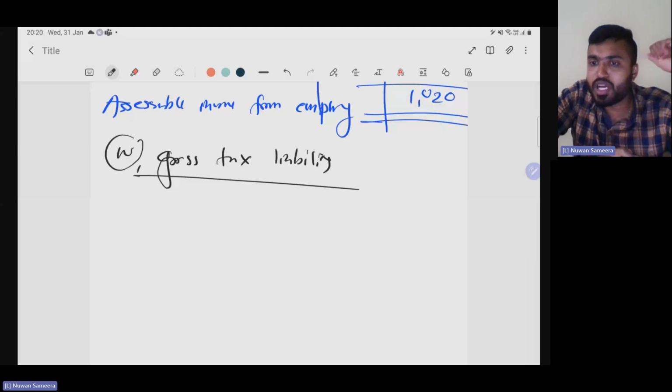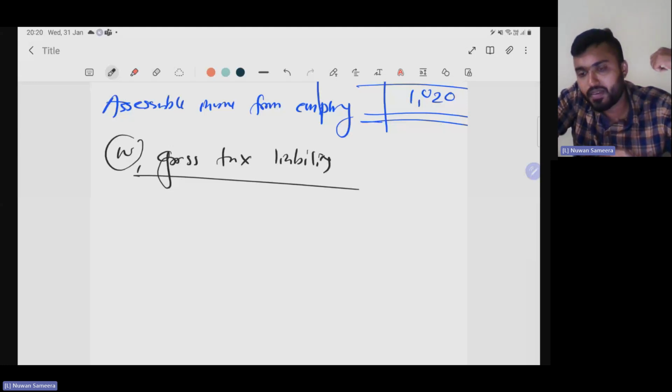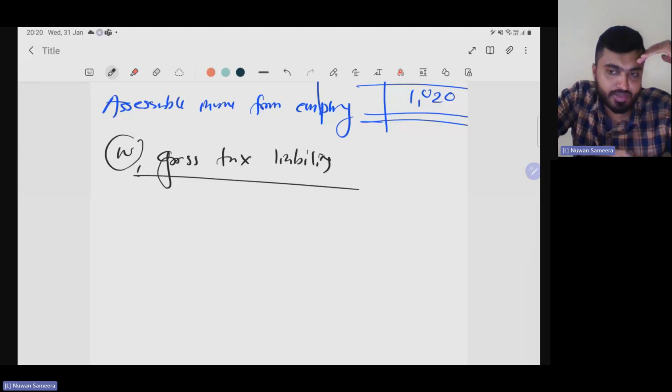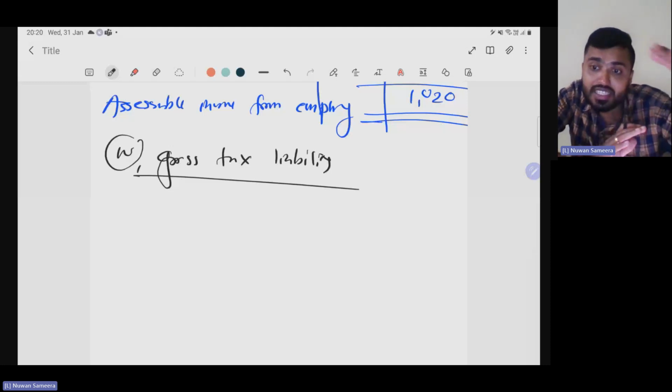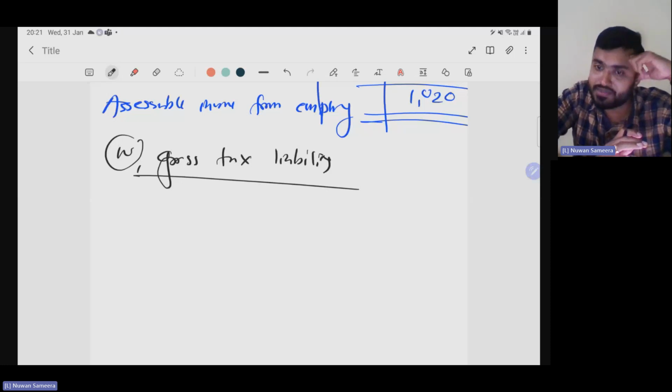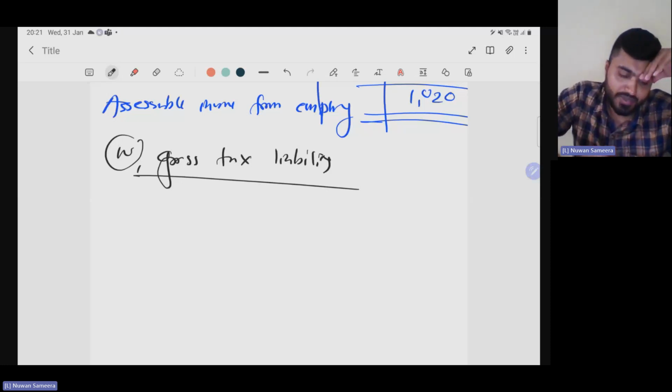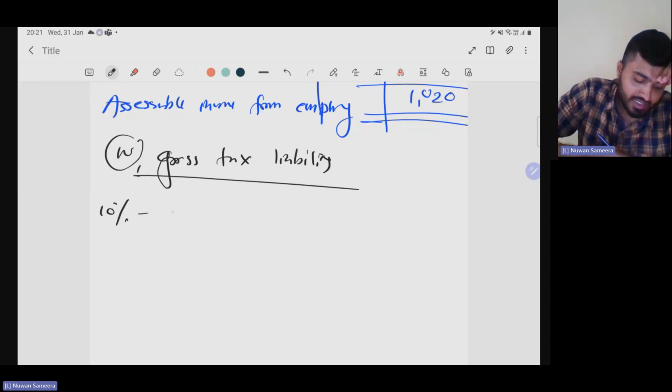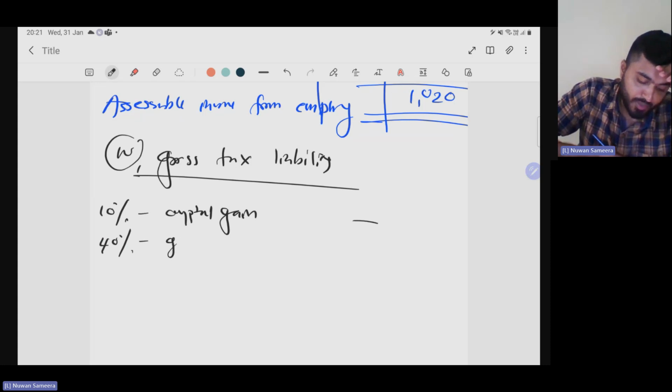On that taxable income, you have to check whether there is any capital gain. Is there any gain from the realization of an investment asset? There was none. Therefore, don't think about that. If there was a capital gain, you have to tax it at 10%. In this case, no. Then you have to check whether there is 40% gain from liquor, tobacco, betting and gambling.